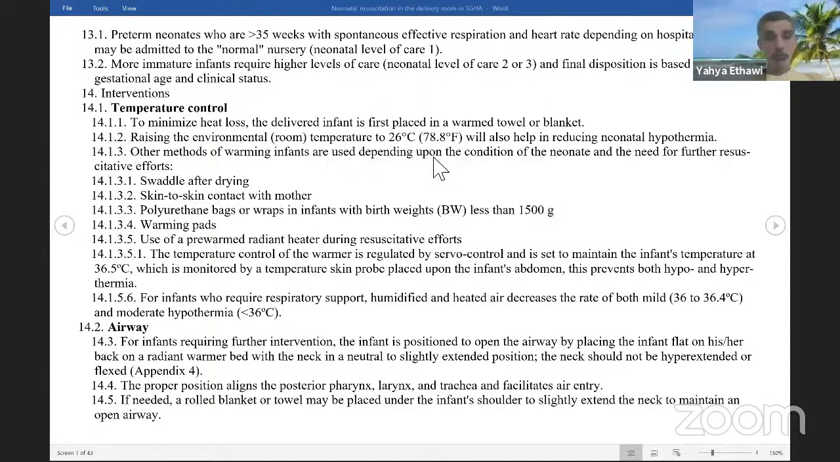We can also use an incubator and put the baby inside the incubator. The room temperature control is very important because we have to do delay cord clamping, and the baby at that point will be naked. So he might get hypothermia. And remember, hypothermia is more serious than even asphyxia. So it's very important.